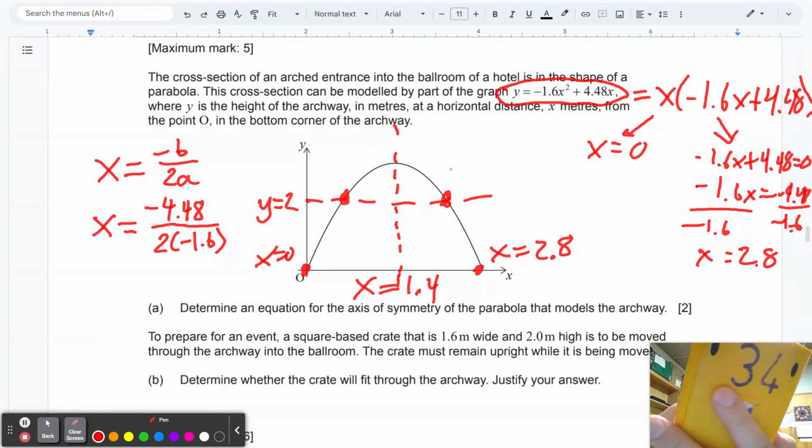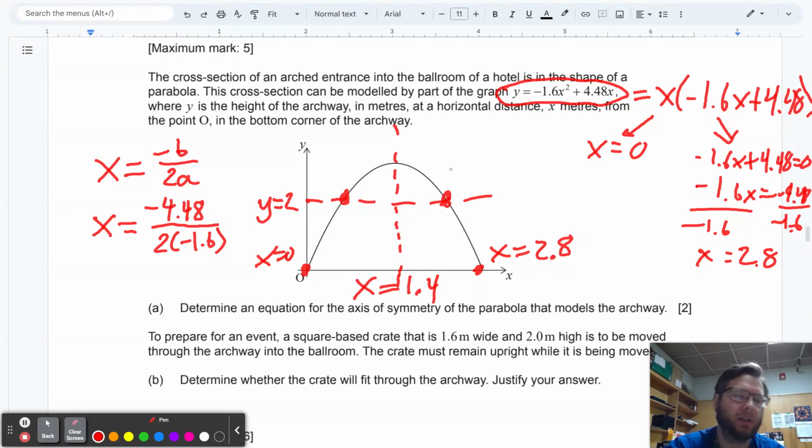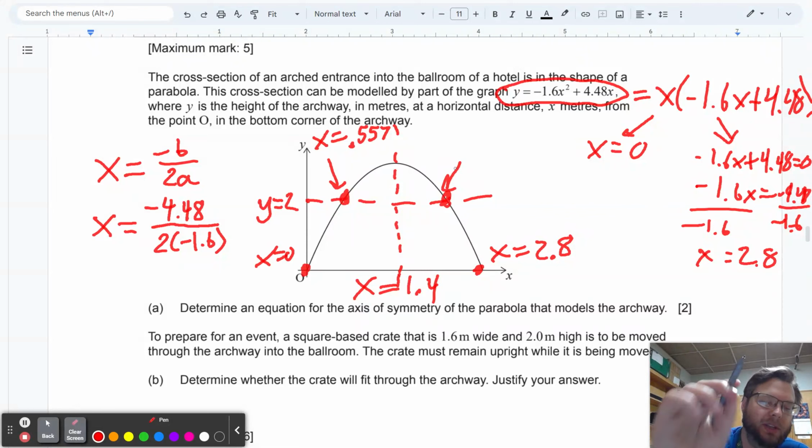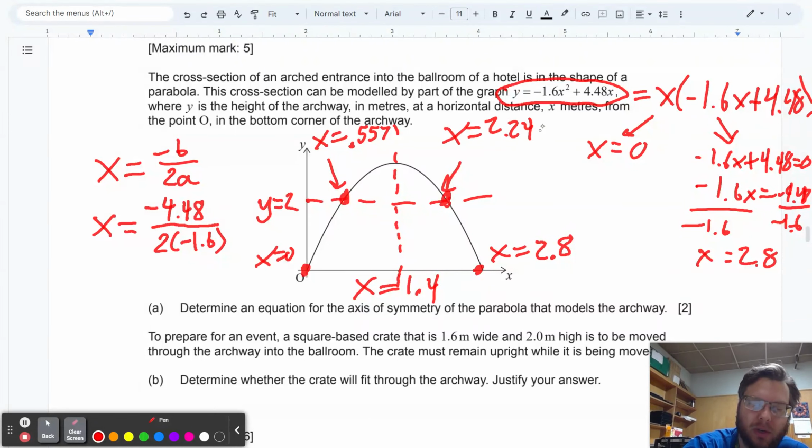That's in the calculate menu. I hit the blue button, calculate, and I want intersect, which is option 5. I press enter until it tells me the intersection, and this one right here tells me that x equals 0.557. This one over here, I have to ask it to calculate separately. So I just move my cursor over until it's on the right side, and I get x equals 2.243.